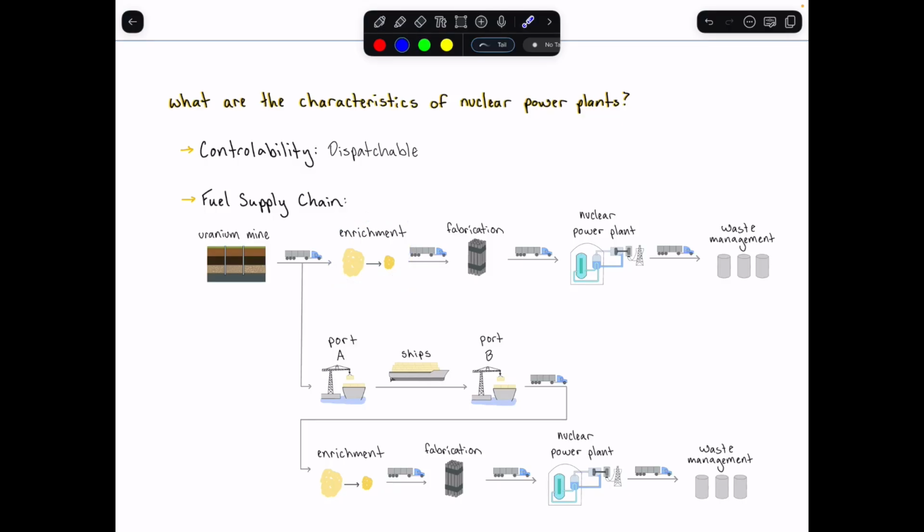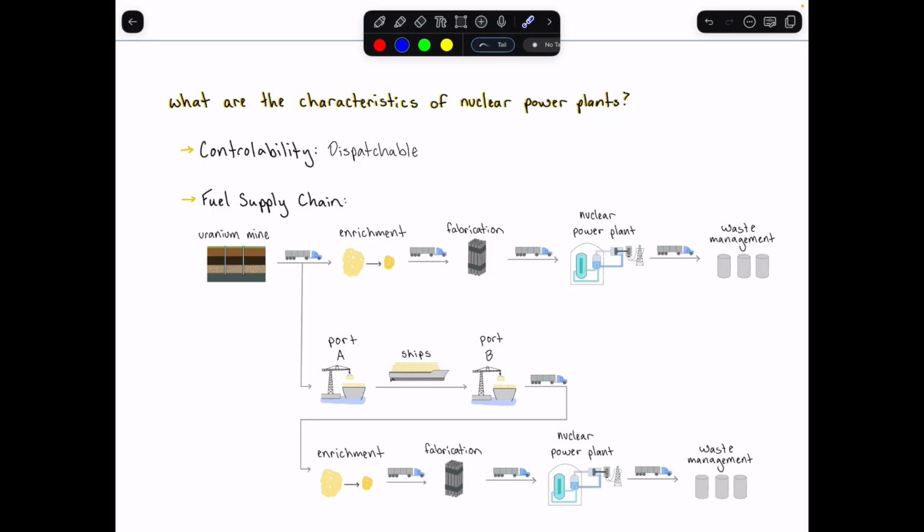And then once it has been enriched, it is sent to a fabrication facility where it is manufactured into small ceramic fuel pellets, like we had talked about. These pellets are then stacked into fuel rods and grouped into fuel assemblies, which is what this little sketch is right here. And then these fuel assemblies are transferred to the nuclear power plants.